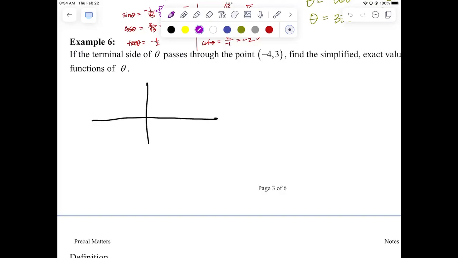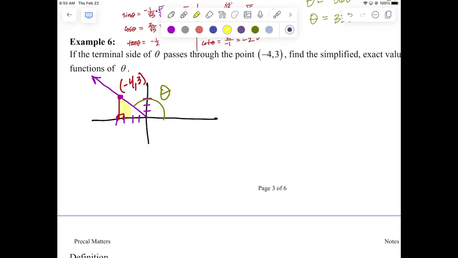If I go to the point negative 4, 3, 1, 2, 3, 4, 1, 2, 3, that puts the point right there. That means the terminal ray passes through that point, so it looks like that. So my angle theta must be this right here. There's theta. Now remember, I need to create a triangle by dropping a perpendicular from any point on the terminal ray. Is there one point that's well suited for dropping a perp from? Yeah, how about negative 4, 3? If I drop the perp down to there, I create this little reference triangle.